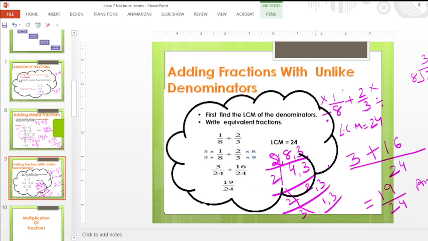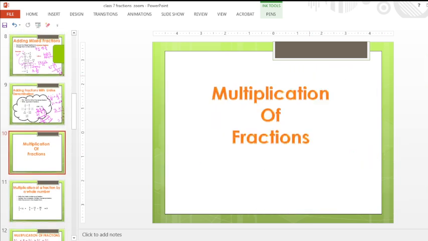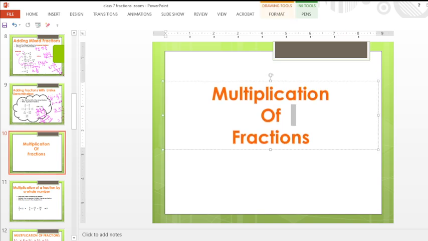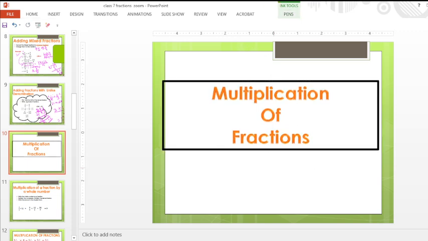Okay, students? So, next is multiplication of fractions. Students, remember one thing. Where do you take LCM? You take LCM, students, whenever, for example, I'm writing this. 2 by 3, my pen is not working. I'm so sorry. Okay. Suppose this is 2 by 3 plus 5 by 9.